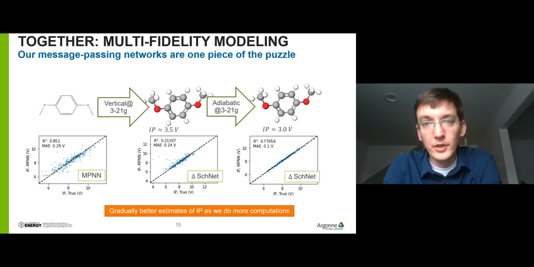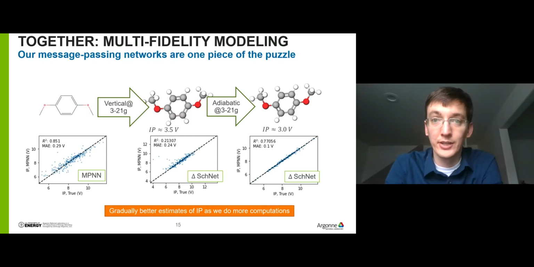Moving forward, if we computed an even more accurate measurement, say instead of computing the vertical, I compute the neutral geometry and use that to compute an adiabatic ionization potential, I can improve the prediction of my high fidelity calculation by a factor of 2. So what this is showing here is how we have a suite of models which allow us to predict the properties of molecules given a variety of information we might have about it, be it only the molecular structure or the molecular geometry and a property computed at a low level of fidelity. And the more information, the better that prediction gets.